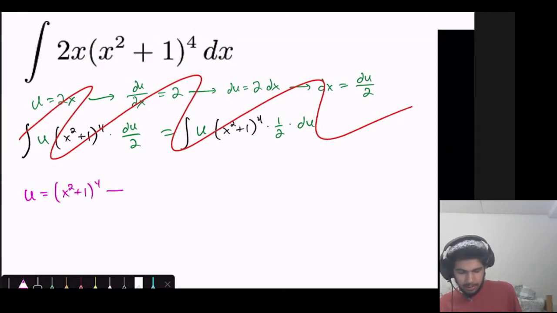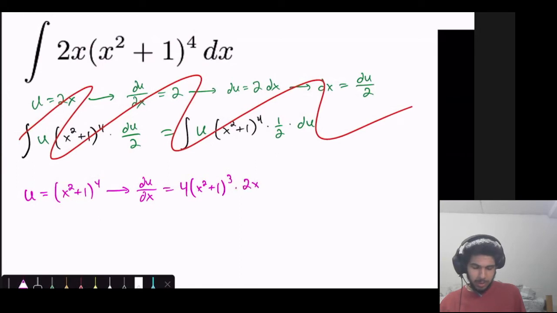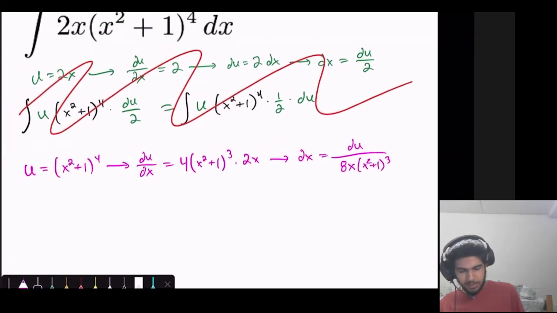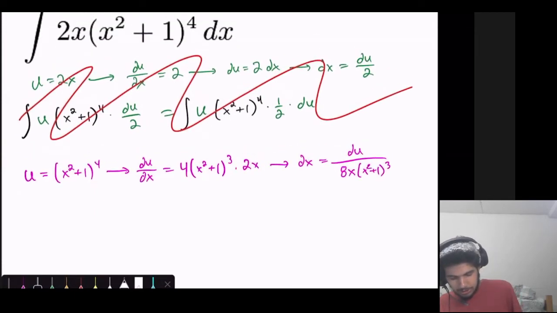All right, now we'll take the derivative with respect to x. So that's going to require the chain rule on this side. So 4 times x squared plus 1 cubed times the derivative of the inside, which is 2x. Then you can solve for dx, and we get dx equals du over 8x times x squared plus 1 cubed. All right, let's go back to our integral.